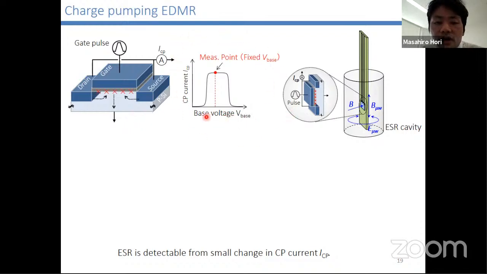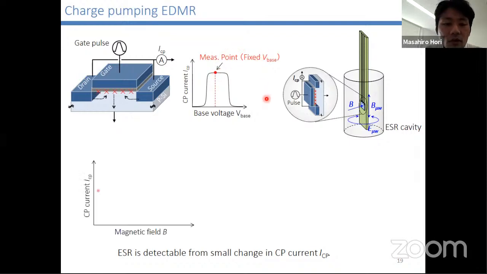This figure shows the charge pumping current as a function of base voltage, as I showed in the previous slide. Here we monitor the constant charge pumping current with the base voltage fixed, as shown in this figure. Then we sweep the magnetic field. Of course, out of resonance, the charge pumping current is constant.